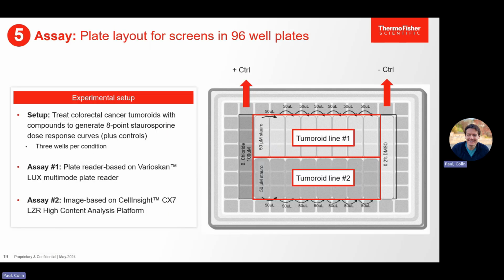As an example, one plate layout we've used for a compound screen in a 96 well format is shown here, though other configurations are certainly possible and may be better depending on the experimental situation. Our typical layouts involve serial dilutions of compounds with analysis across multiple tumoroid lines, with 2 to 3 wells per condition, as well as positive and negative controls. I'll show a pretty simple example using staurosporine in both plate reader-based and image-based assays in the next slides.